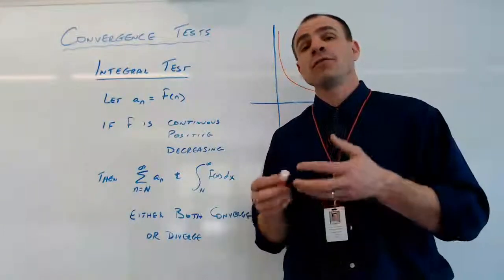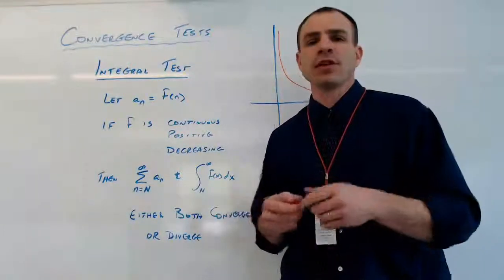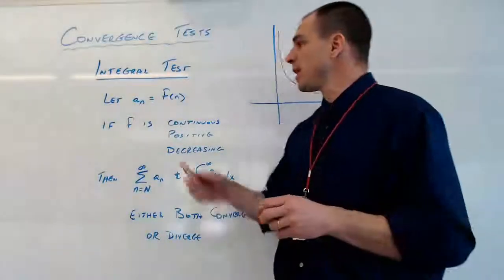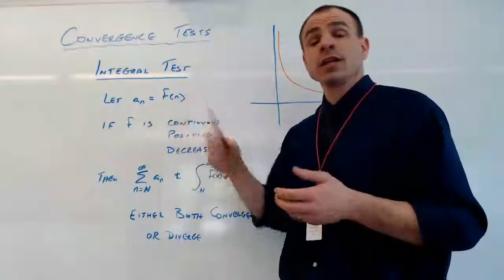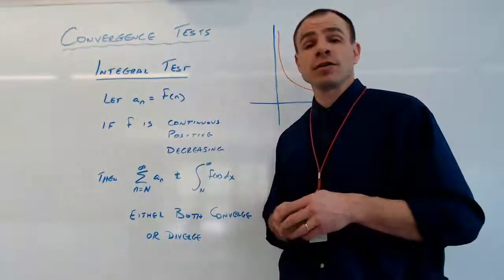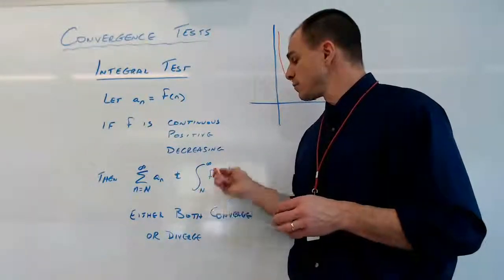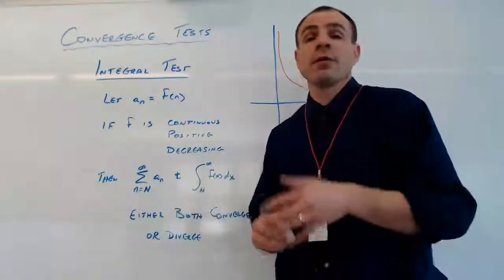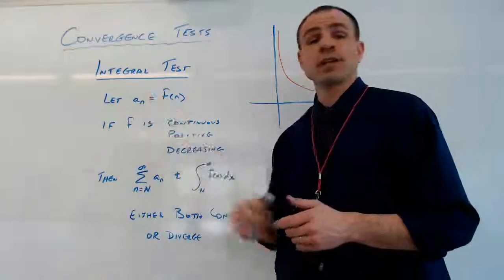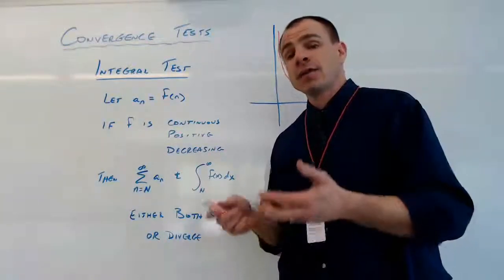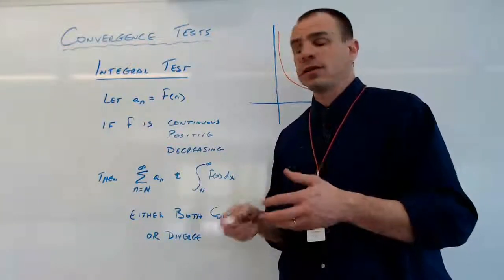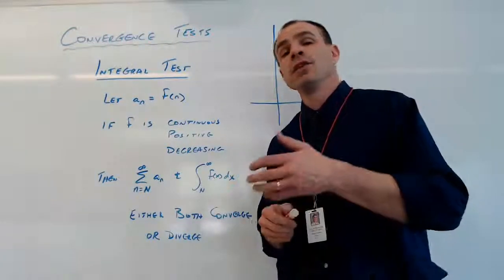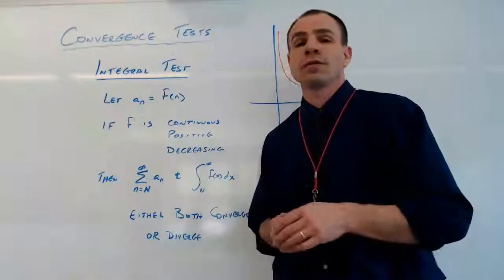So the idea basically is that we know how to evaluate improper integrals. So if we can correctly convert the series to a function, and then we can find the value of the improper integral, or maybe we can't find the value. But if we can't find the value, then we know that the series is going to diverge. If we can find the value, and the integral actually does converge to a particular value, then we know that the series will converge as well.